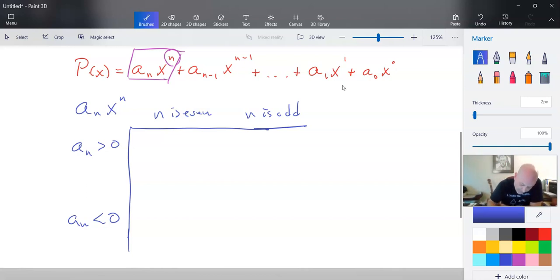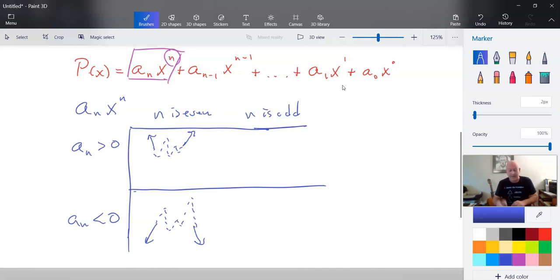So if n is even, we know both ends go the same direction, right? So if the leading coefficient is bigger than 0, both ends go up, right? And it could do anything in between. If your leading coefficient is negative, then we know both endpoints go down. And again, it could be doing anything in between these, right? Okay, so those two cases. Again, we only care about what the ends are doing right now.